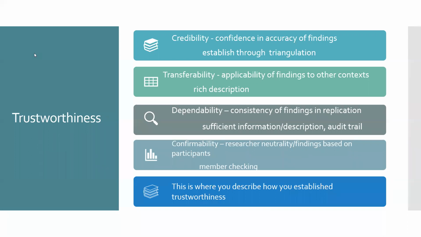Dependability. How consistent are your findings in the replication of the information and the description? So this is why we need to make sure that we have these good details. We have an audit trail where we have gone through step by step and everything is documented. That's often going to be in the appendix. You can discuss it in the chapter, but you'll probably place a lot of these documents in the appendices.